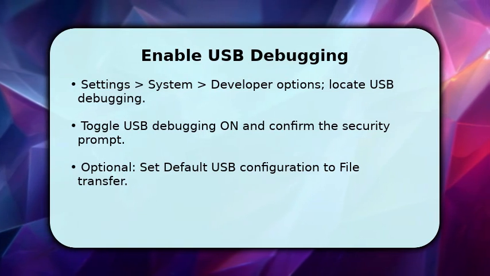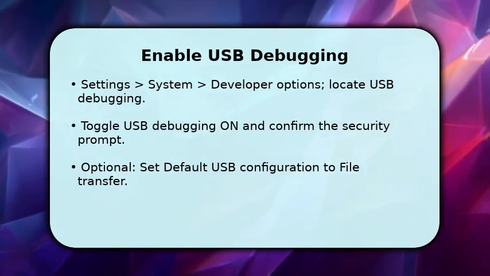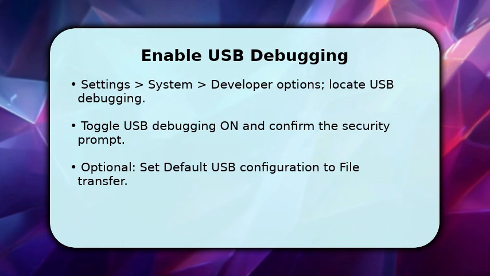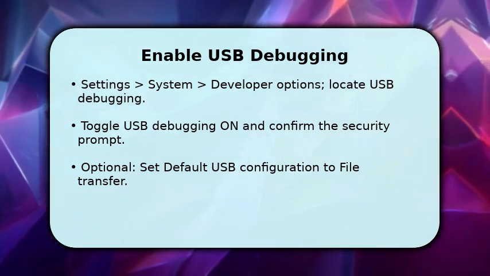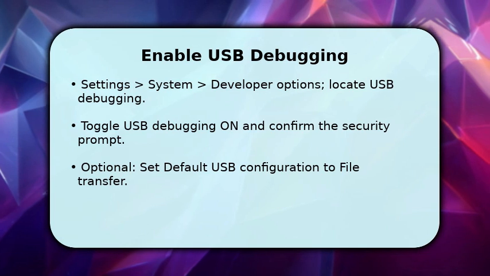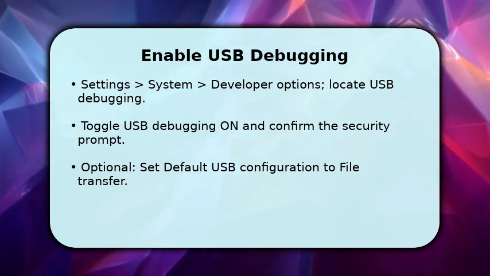Next, navigate to Settings, then System, and open Developer Options. Scroll to find USB debugging. You should toggle USB debugging on and then confirm the security dialog. This allows the Android Debug Bridge to communicate with your device.